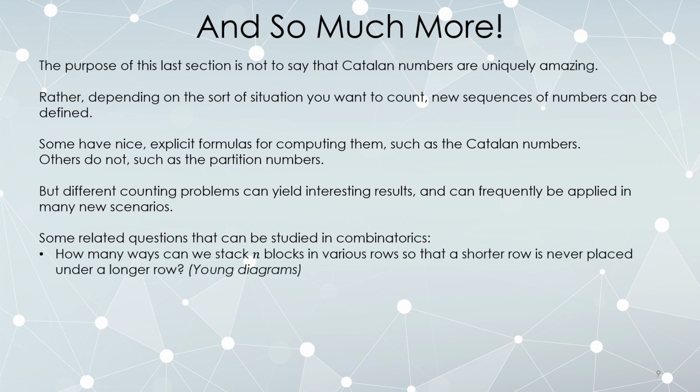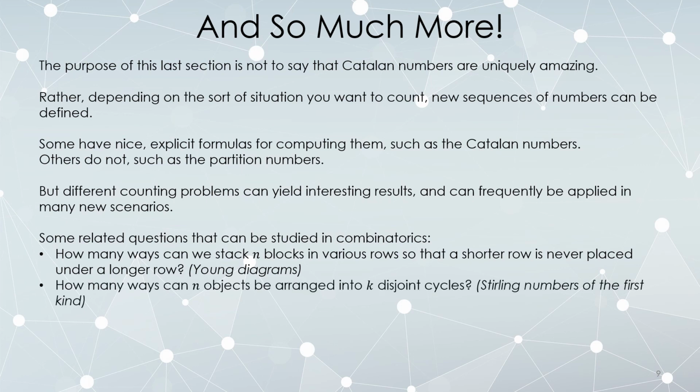How many ways can I stack n blocks in various rows so that a short row is never placed under a long row? In other words, I'm stacking horizontal collections of blocks in a way that would stand up as a structure. I'm not allowed to place something longer on top of something shorter. This is what are referred to as Young diagrams. This is something that is often studied in combinatorics.